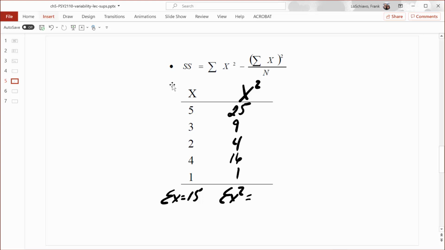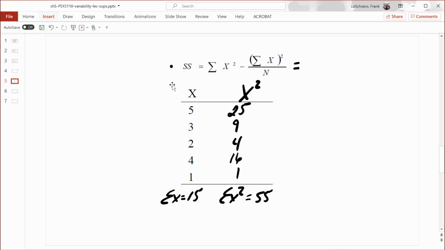25 and 9 is 34, 38, 48, 54, 55. So that equals 55. Of course, you can use a calculator anytime that you'd like to help yourself out. All right, it looks like we have all of the sums that we need to compute the sum of the squared deviation scores. Let's just put those values into the equation and then solve it.